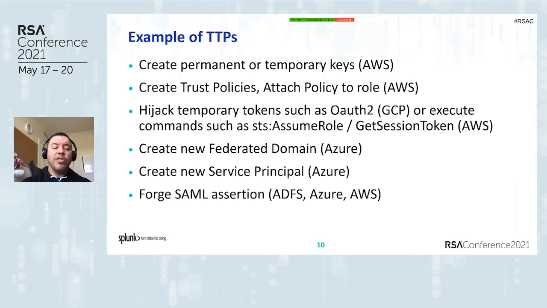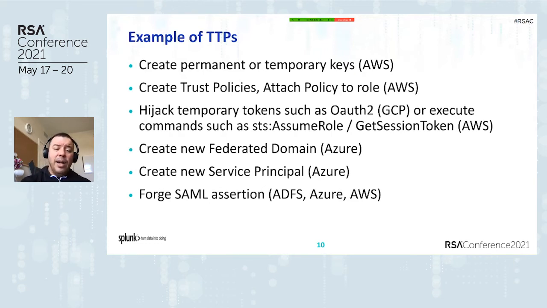Things that attackers can do and that you have to watch for. For example, create permanent or temporary keys. We've seen cases, for example, where developers had root keys of an AWS environment. That is pretty bad. You should never give root keys. You have to enforce segregation of duties and principle of least privilege, because once you have a root key, you can do whatever you want and take over.